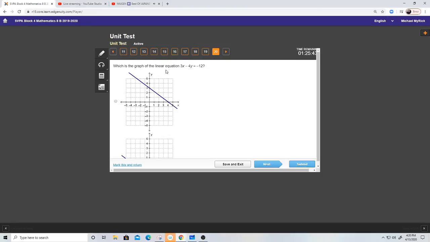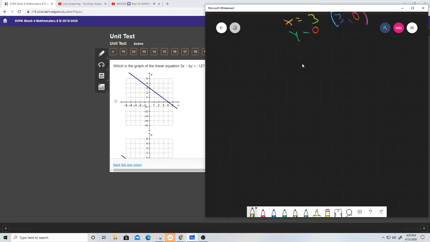What is the graph of the linear equation 3x minus 4y equals minus 12? Well, again, I don't like these. So you could use this x-intercept method up here, or just solve the equation for y. So I would just subtract 3x: minus 4y equals negative 3x minus 12. Divide everything by negative 4.